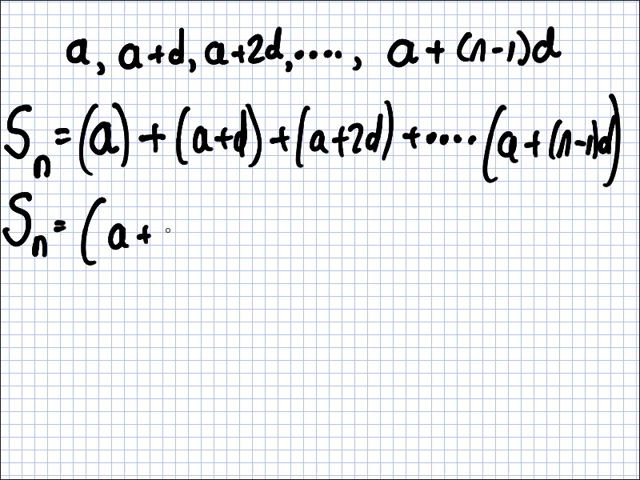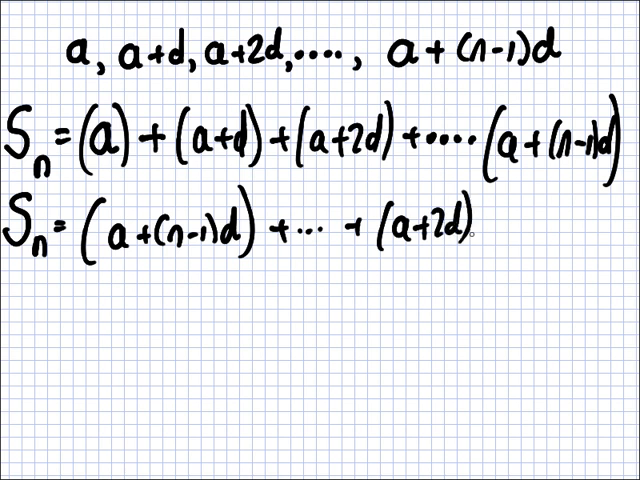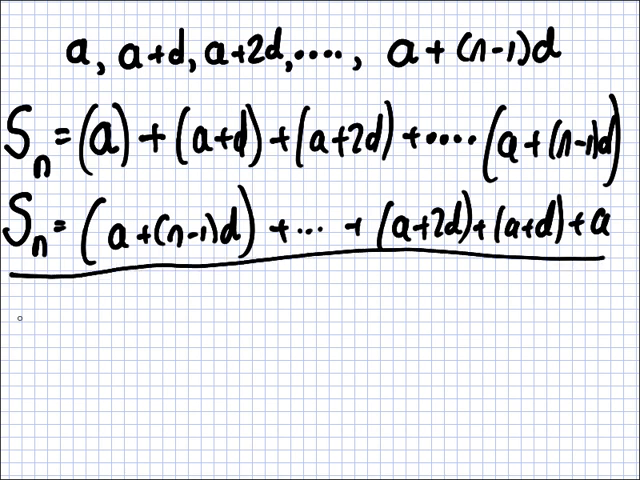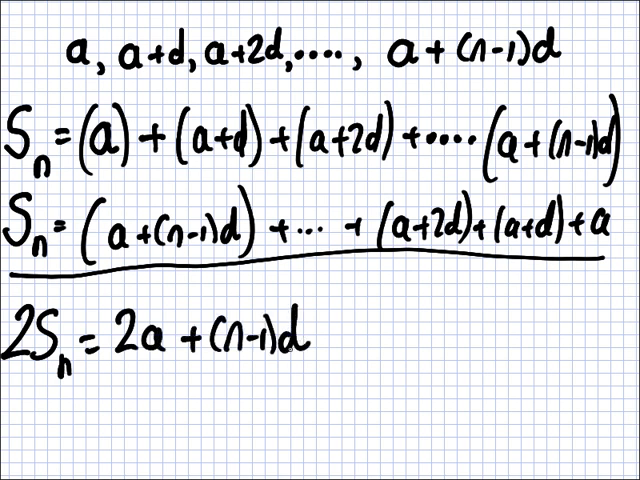So that's a plus n minus 1d plus dot dot dot, and then back to the start, a plus 2d plus a plus d plus a. Okay? And then you add the two lines together. 2Sn equals. Now if you add this and this together, you get 2a plus n minus 1d. Okay? And then you can add the next and next and next.